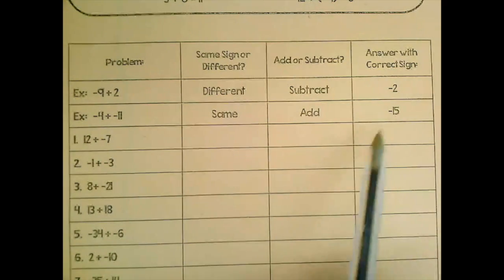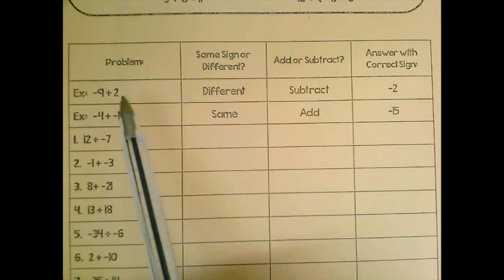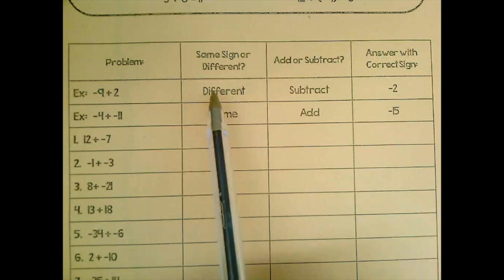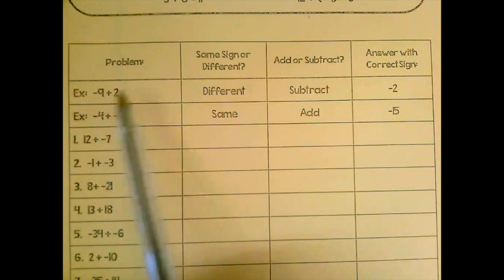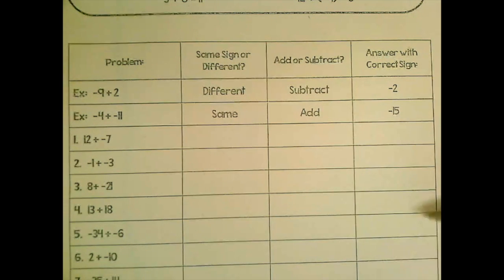Down here we have some example problems that we're going to run through. So the first example says negative 9 plus 2. In the first column we need to decide, is the sign in front of the numbers same or is it different? Here, since we have a negative 9 and a positive 2, they're different. This means we're going to subtract. In this right column, we need to write the answer with the correct sign.